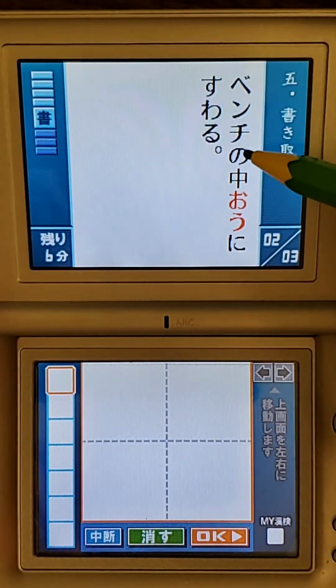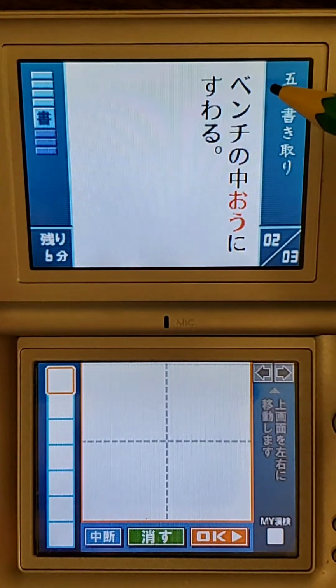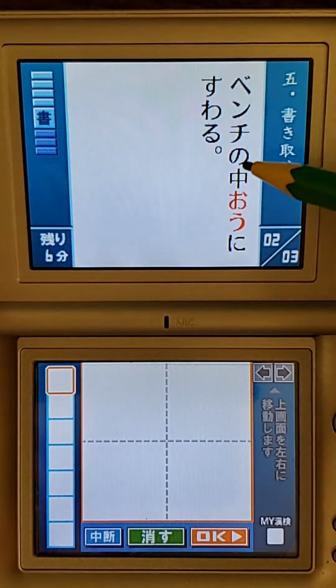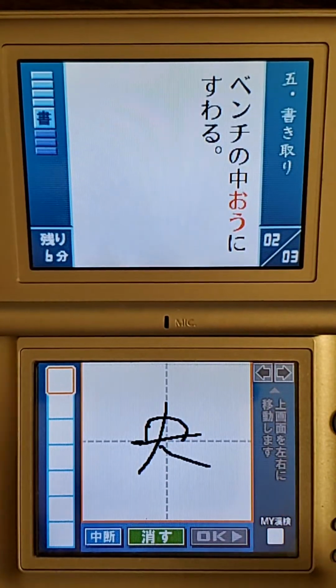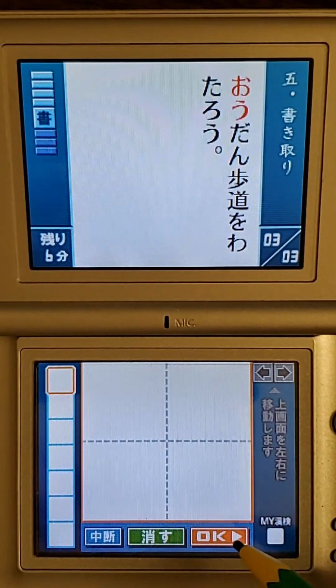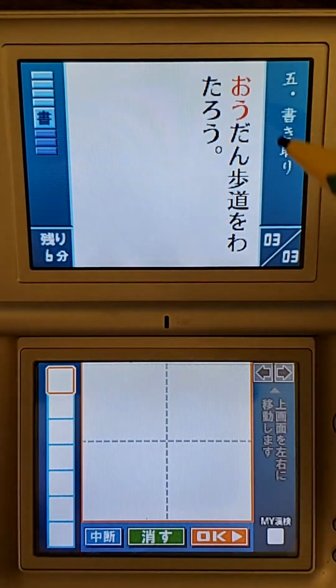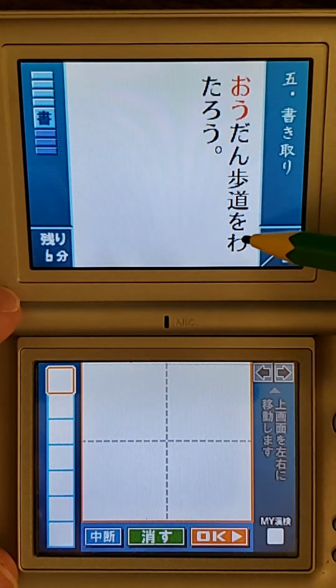All right. Penchi no chuo ni suaru. Or no, penchi janakute, benchi. So bench. So I sit in the middle of the bench. So chuo, is that right? I don't think so. Okay, I didn't think so, but it was right. Pays to guess.